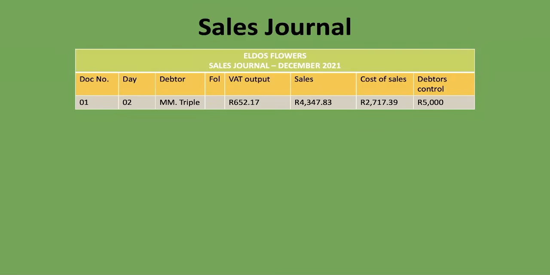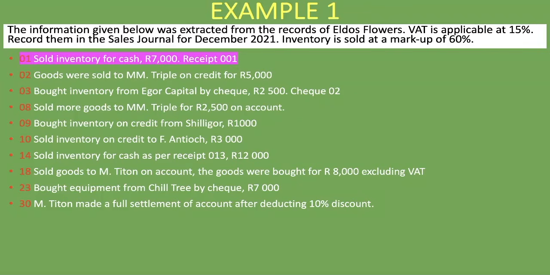So I hope it has made sense with the first one. It will get easier as we go along. Let's do the next one. Now let's highlight this one here as we have just completed it. I'll highlight it in black because it goes into the sales journal.